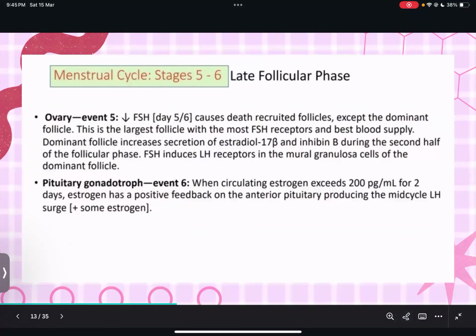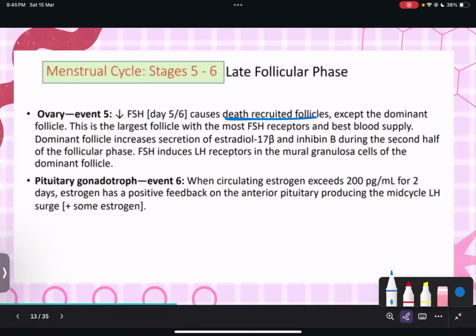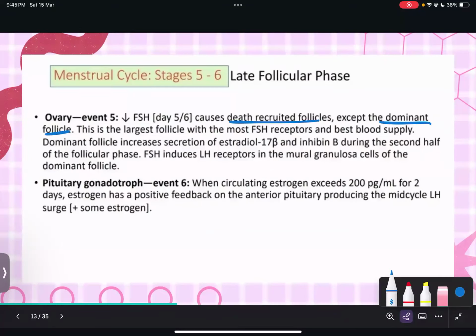In the menstrual cycle, the decrease in FSH will cause the death of the recruited follicles, except for the dominant follicle. This is important because we said that we recruited 20 follicles, and all of them will grow. However, one will be the best. It will grow the best in the best conditions, and of course, we want the best egg in the best conditions to be ovulated in case a pregnancy happens. So the dominant follicle will be the only one alive here, continuing the cycle.